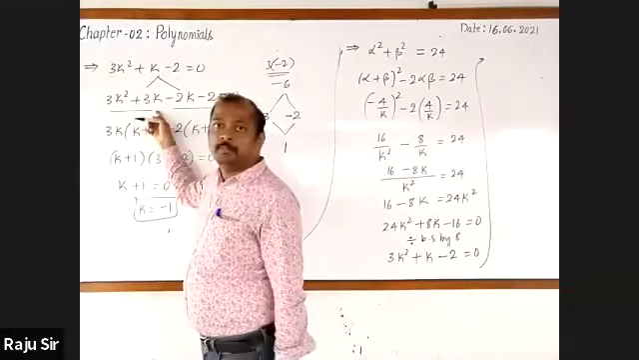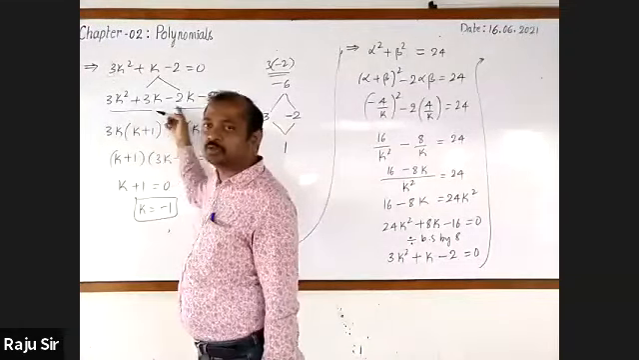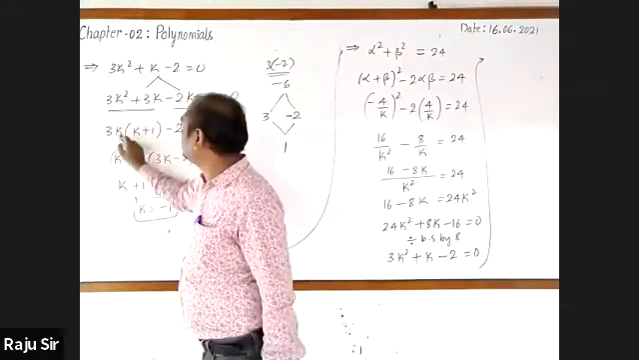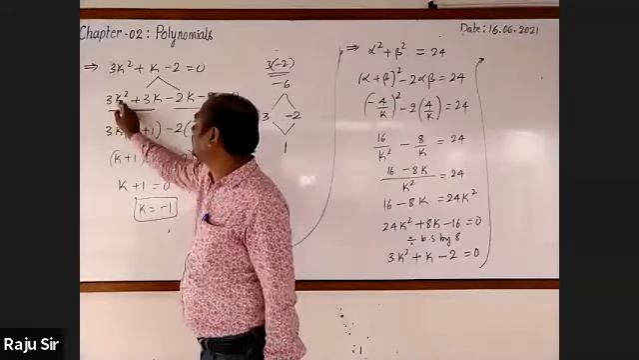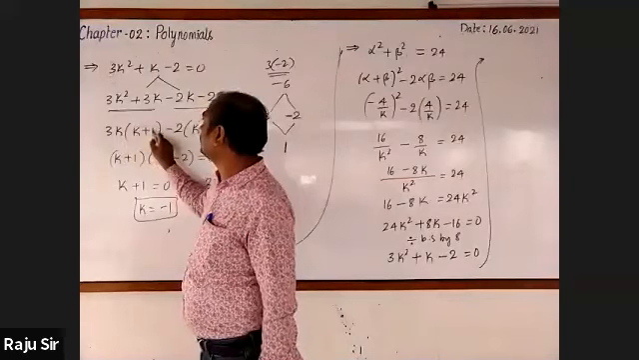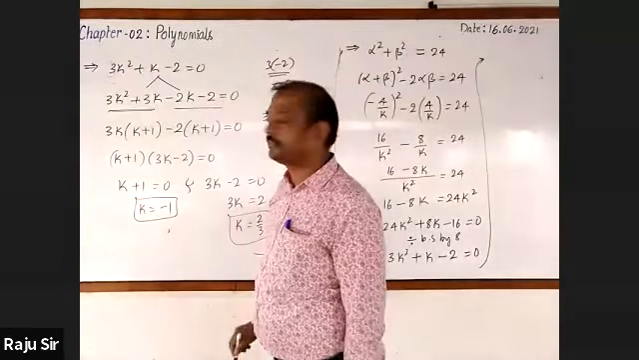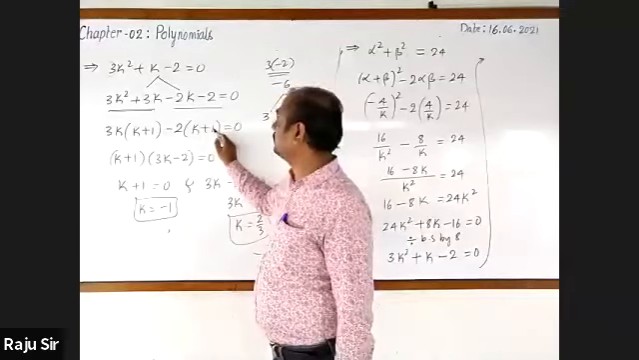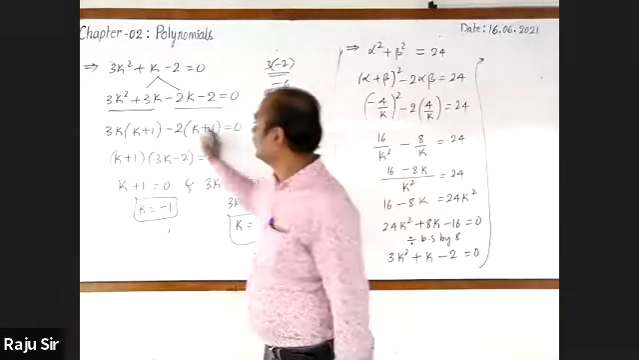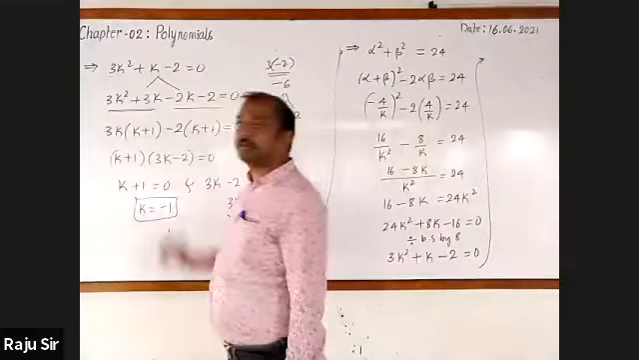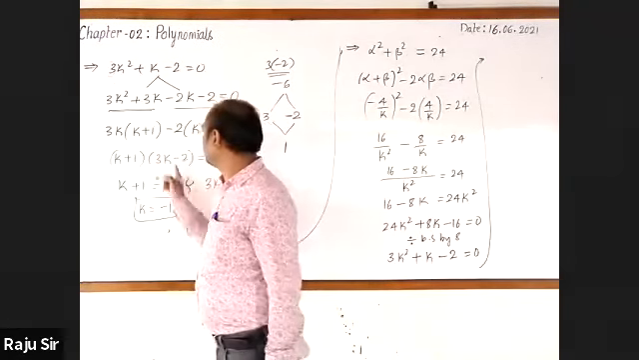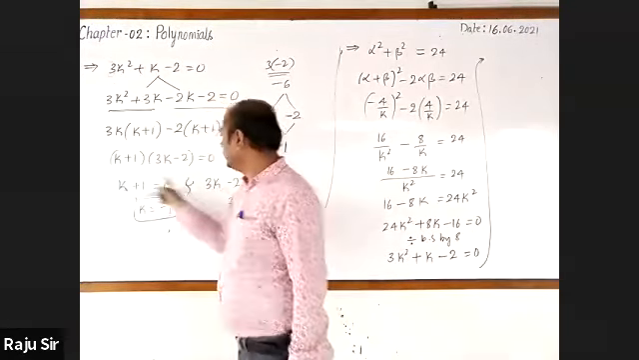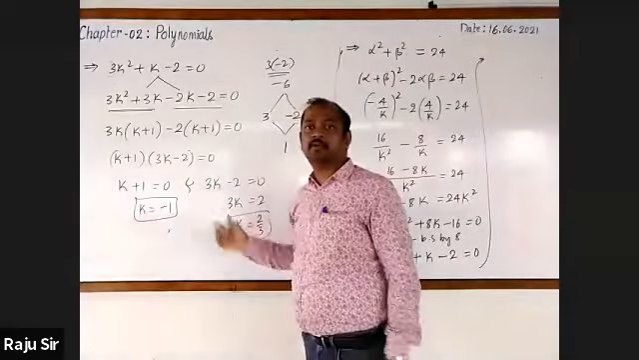We have made the groups by taking 2 terms. In the first group, 3k is common factor: 3k into k square, plus 3k into 1, 3k. Next, in the second group, minus 2 is common factor: minus 2 into k, minus 2k, minus 2 into 1, minus 2. In the whole statement, k plus 1 is common factor. Remaining 3k minus 2. Equate each term to 0, then find the value of k.